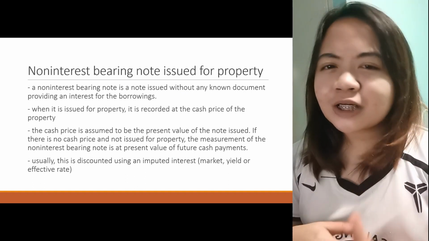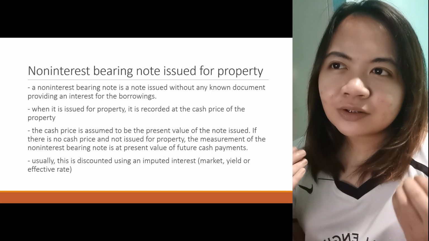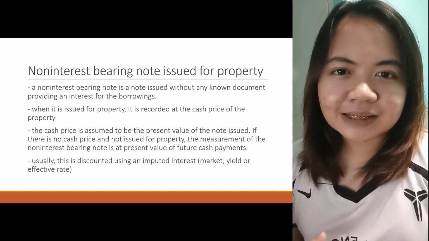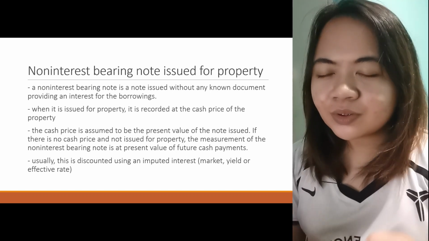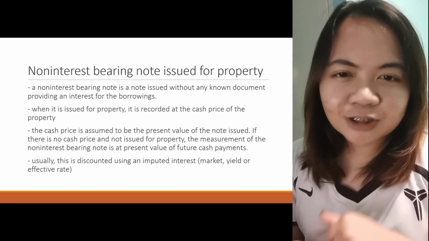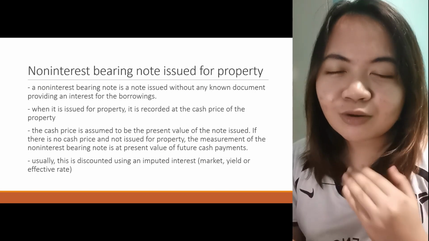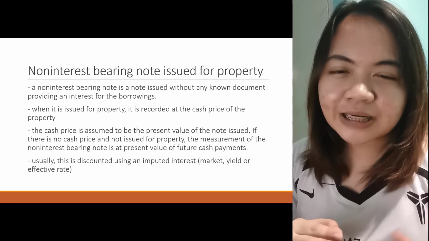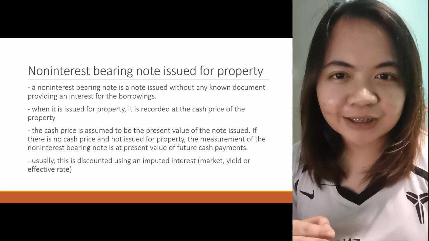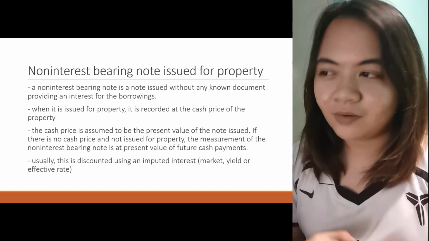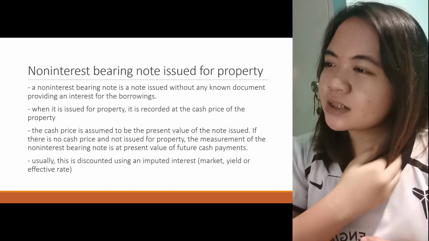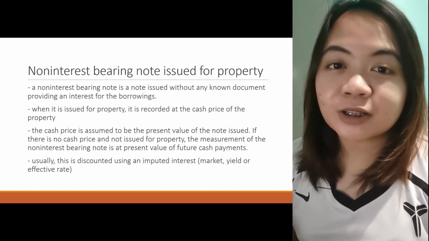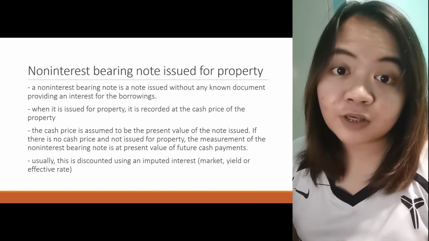So, kasi may notion na gano'n, uh, there is what you call imputed interest. Okay, so kumbaga, although non-interest bearing siya, meron at meron niyang interest, okay, that you can compute actually using imputed interest, the effective interest, the prevailing market interest, or the yield rate. Okay, so when it is issued for property, it's recorded at the cash price of the property if given.